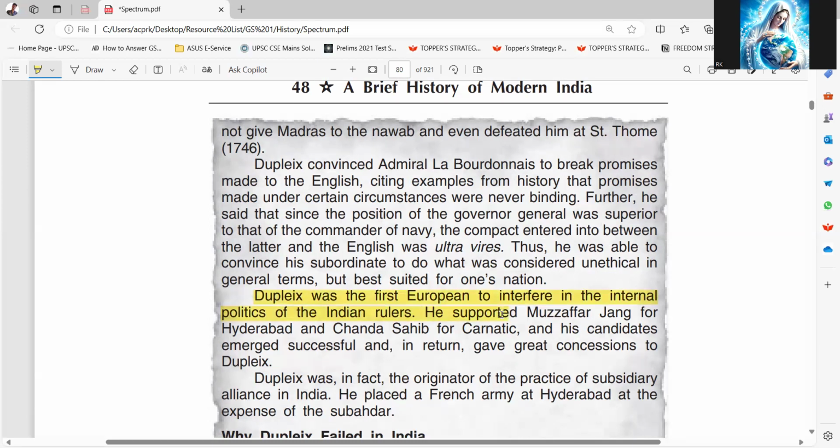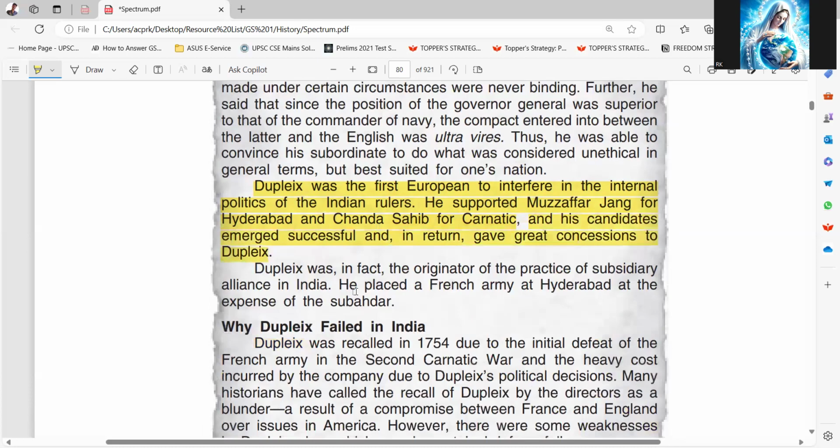He supported Muzaffar Jung for Hyderabad and Chanda Sahib for Carnatic, and his candidates emerged successful and in return gave great concessions to Dupleix. Dupleix was in fact the originator of the practice of subsidiary alliance in India. He placed a French army at Hyderabad at the expense of the Subedar.